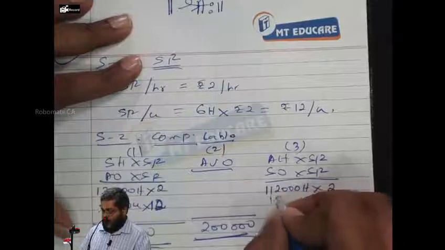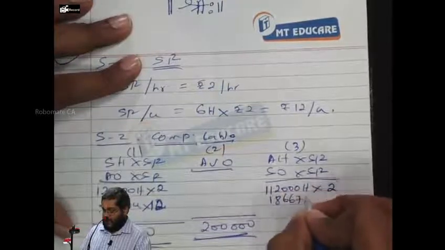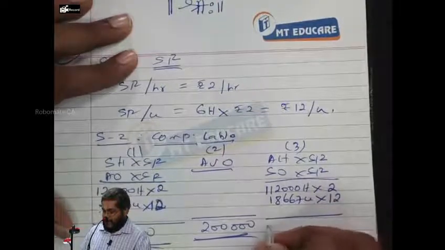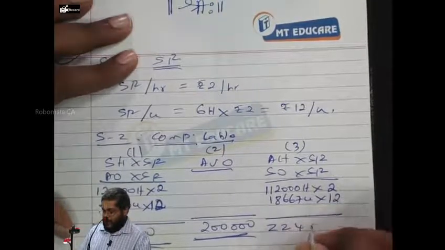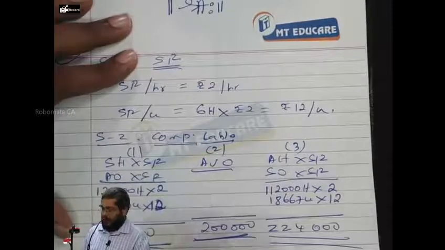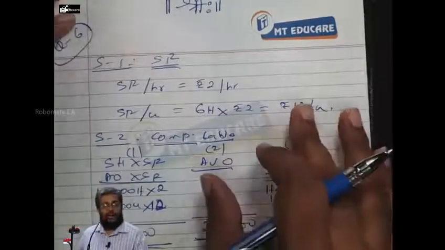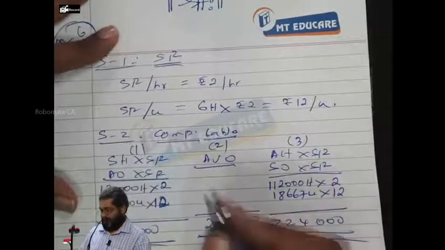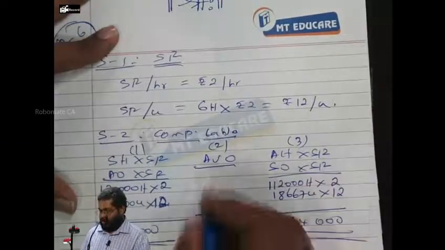What is standard output? 18,667 units. And what is the standard rate? 12. That gives 2,24,000 rupees. Everybody up to this, are you following or not? And the actual variable overhead is going to be how much here? 2 lakhs. If you want, you can also write it per hour.